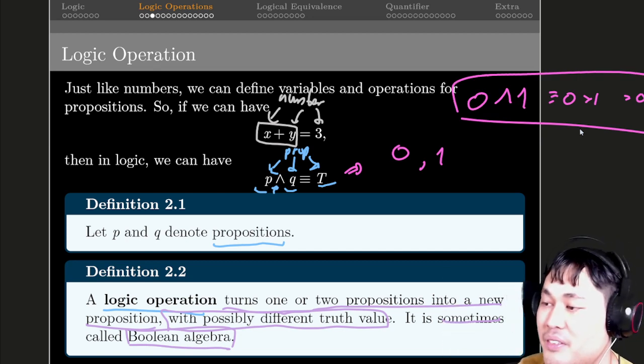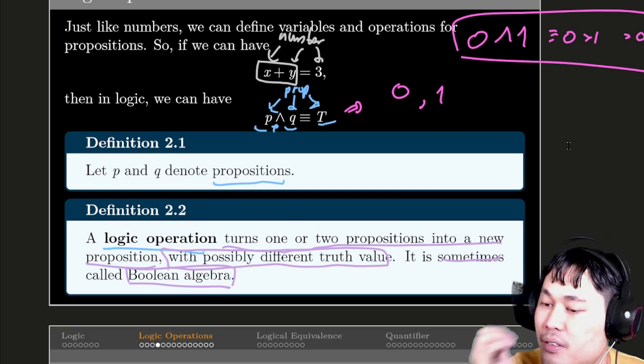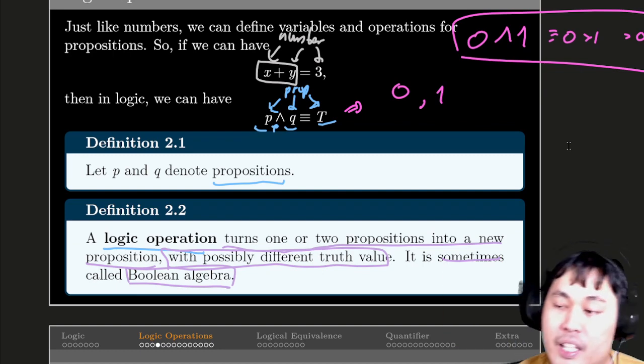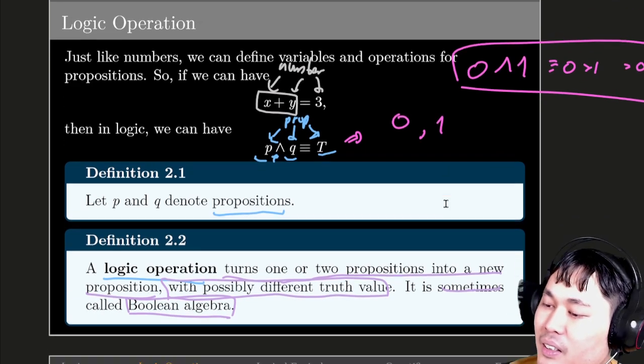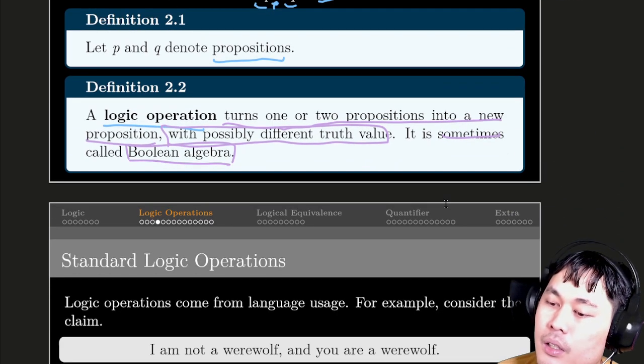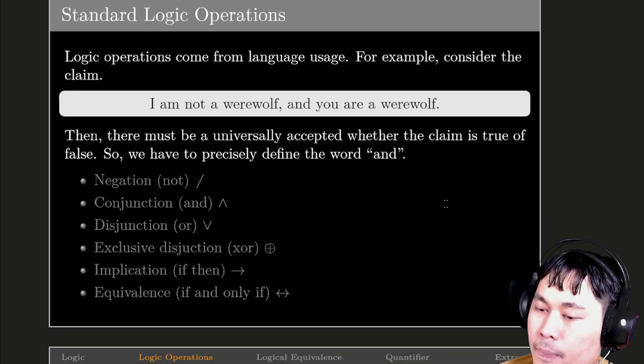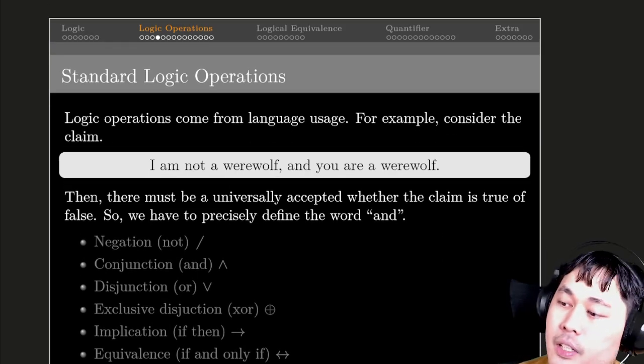Mentioning what this statement means. So it's kind of like algebra where you can combine things, do things, and produce a new thing, or a new proposition. So there are some standard logic operations which we go over here.